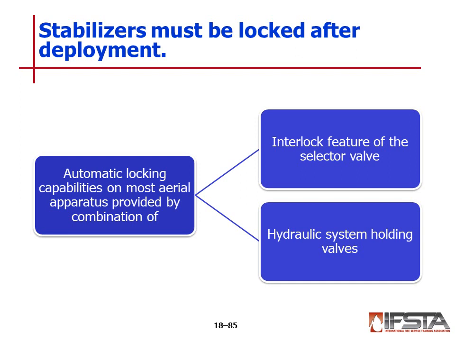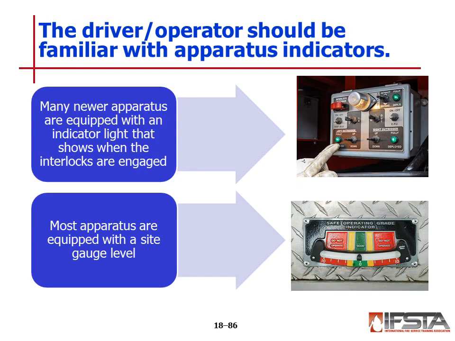On some older hydraulic systems, it may be necessary to set holding valves by operating stabilizer controls once in each direction after moving the selector valve to the aerial position. Many new apparatus are also equipped with an indicator light that shows when the interlocks are engaged. Apparatus may also be equipped with a sight gauge level that allows the driver operator to easily determine if the apparatus has been raised evenly.